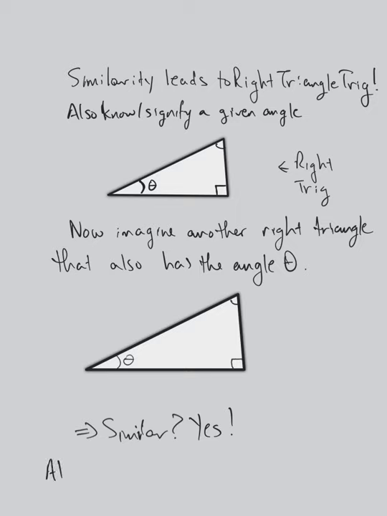So what I'm trying to get at here is all right triangles with the given angle theta are all similar to each other. So there's this huge infinite set of triangles that are all similar to each other. They all have a right angle, but the other distinguishing factor is that they all have that shared angle theta in them. And that's where it's going to lead into right triangle trigonometry.